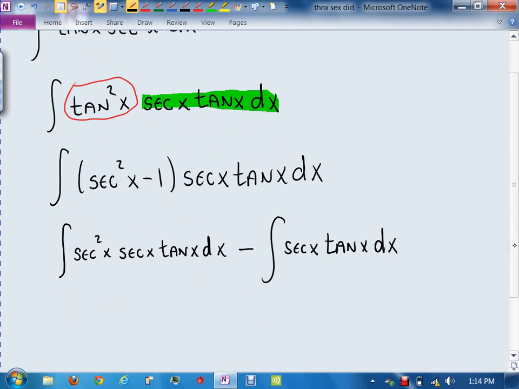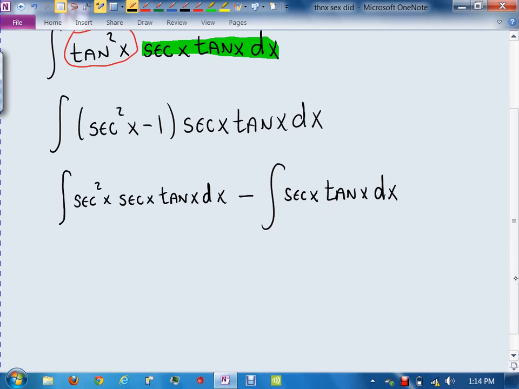You don't have to do it this way, but maybe this will help make sense. You see what I did though? I took this whole thing and distributed through to both. Now I left my secant squared out here and I didn't turn it into a secant cubed. The reason is that's my u. That's just like the other problem. So that's my u squared du.